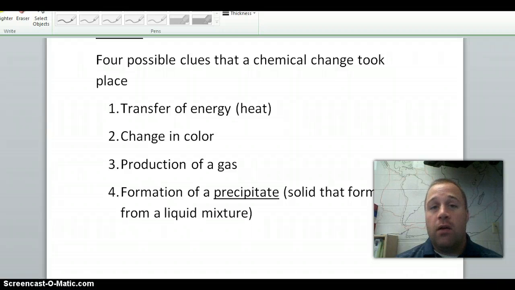Change in color. So we did that in the first week. We had blue chemicals that we added aluminum foil to. It turned a grayish color. So that's a change in color. That's a sign of a chemical reaction. A production of a gas, which is bubbles. Anytime you see some bubbles, that usually means that you're seeing a production of a gas. And the formation of a precipitate. And I define a precipitate as any solid that forms when you mix 2 liquids. And we're going to see that in the lab.